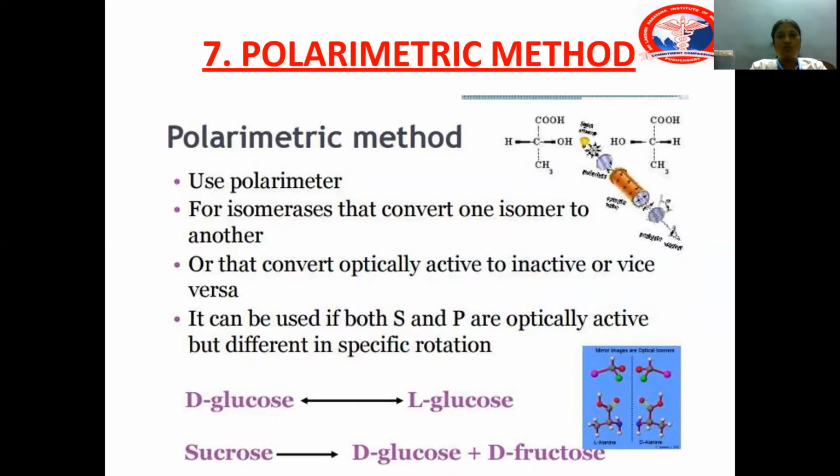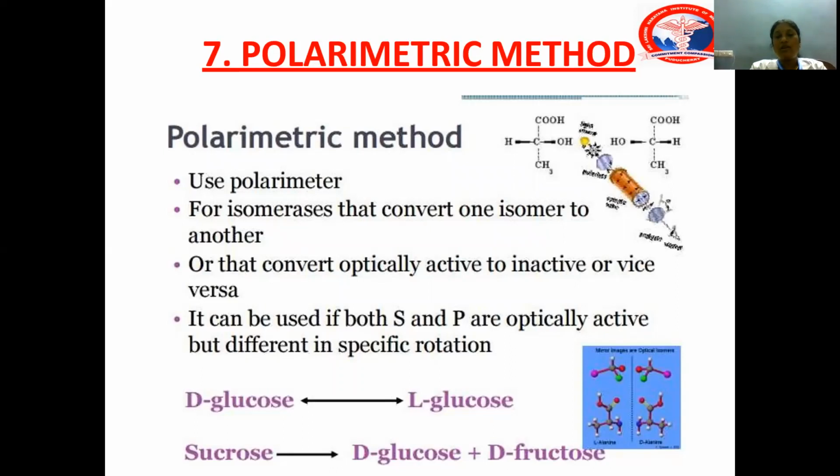The seventh mode of detection is the polarimetric method. The polarimetric method basically uses a polarimeter. When one isomer gets converted into another isomer, it will change the direction of rotation of plane polarized light. So this method is basically used for substrates which are optically active and will get converted into an optically inactive product or vice versa. It can be used if both substrate and products are optically active but different in their specific rotation.